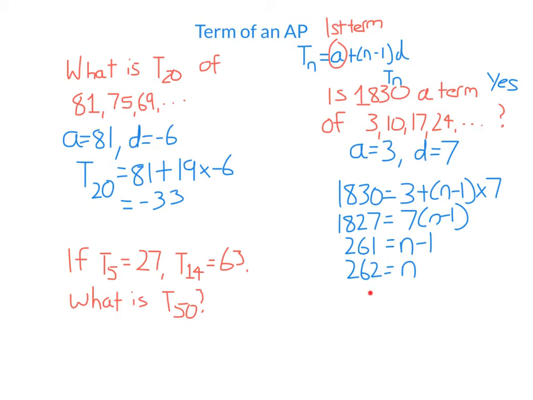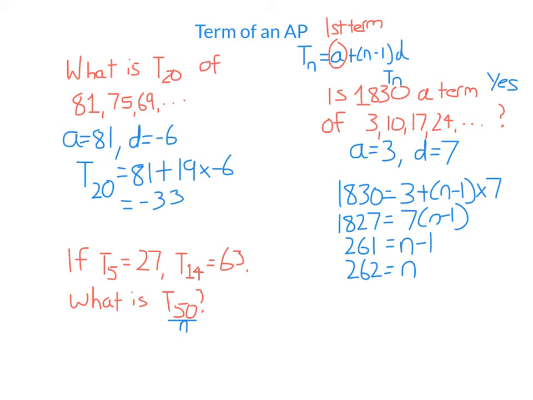N equals 262 is the 262nd term. So let's look at this one here. We need to find T50. To use this formula to find the value of a term, I need to know A, N, and D. Clearly I know N is 50. If I want the 50th term, N is 50. The thing is, I don't know what A and D are.